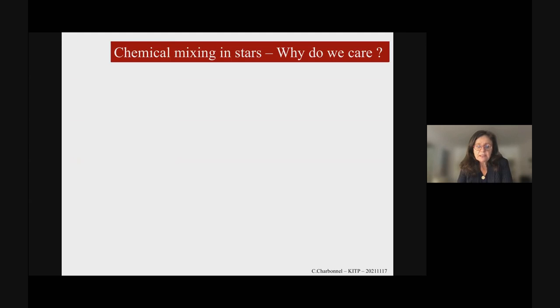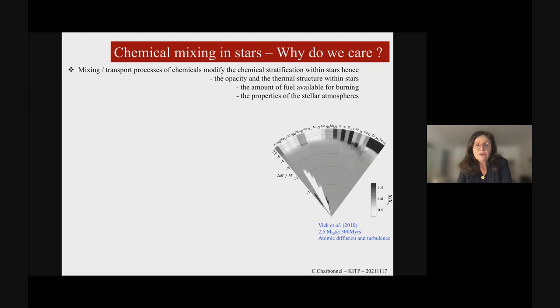So before discussing the chemical mixing, the first question to ask is, why do we care as stellar physicists? You all know that the transport processes of chemicals modify the chemical stratification within the stars, hence that modifies the opacity and the thermal structure within the stars. That also changes the amount of fuel which is available for burning at the different phases. And that also changes the properties of the stellar atmosphere.